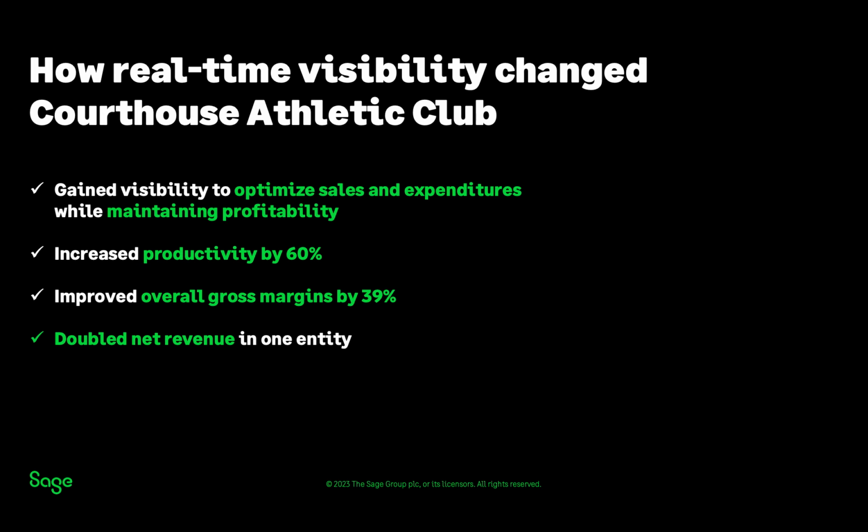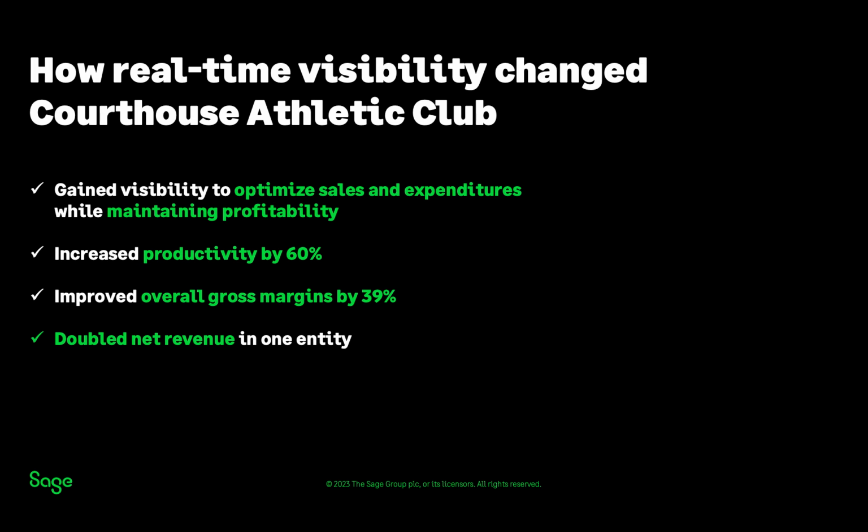The critical insight also allowed them to address market conditions that led to a decline in membership a few years ago. By providing transparency into sales per employee, Sage Intacct helped leadership adjust their sales commission model, reorganize their personnel, and better incentivize their top performers.